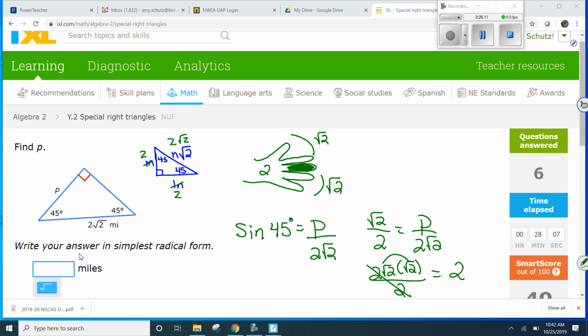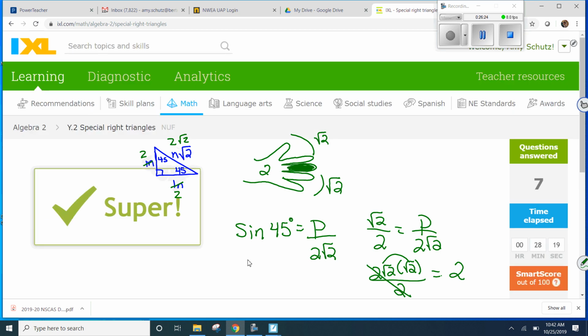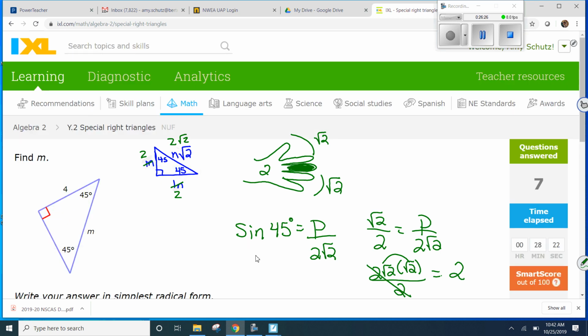Okay, I hope these help. If you need another example with a 45, 45, 90 triangle, let me know. Otherwise, I'm going to try to find examples of something else for you. Here's another one. I guess I could do this one for you real quick.